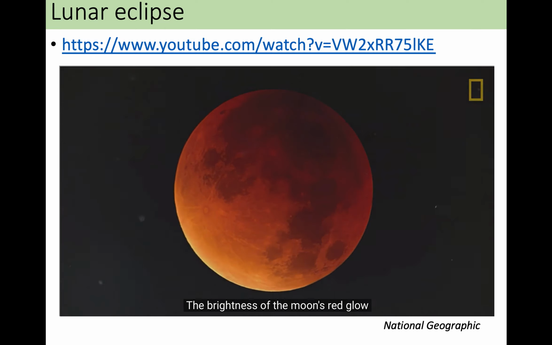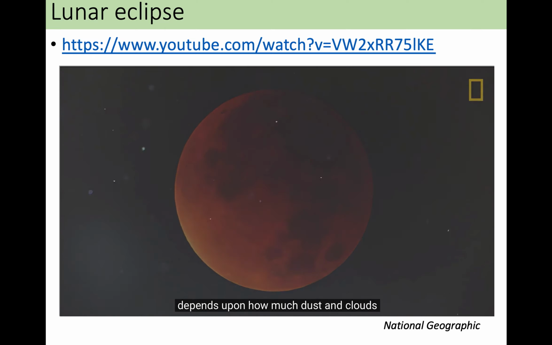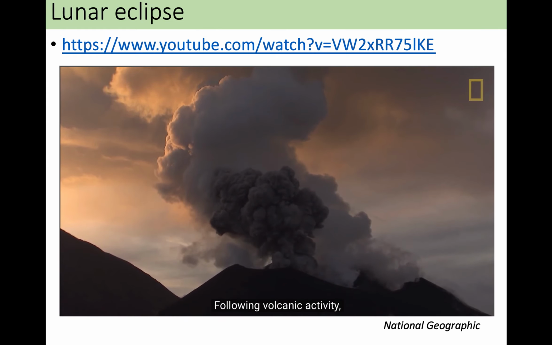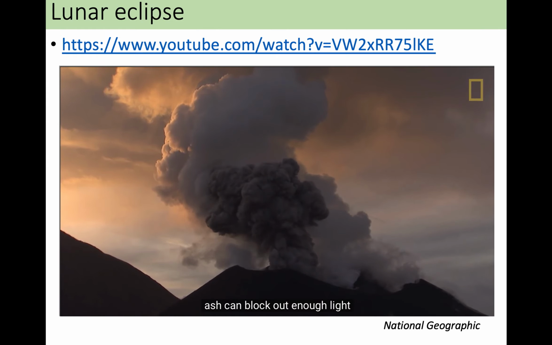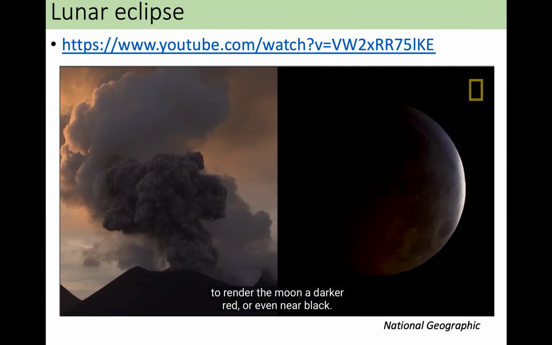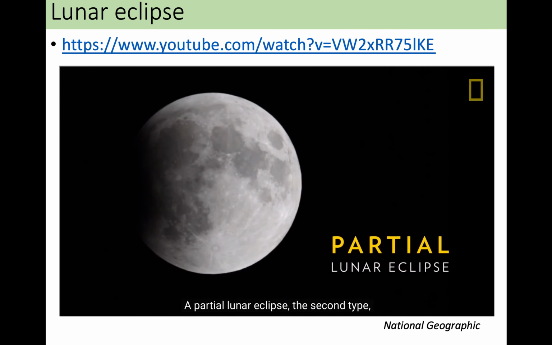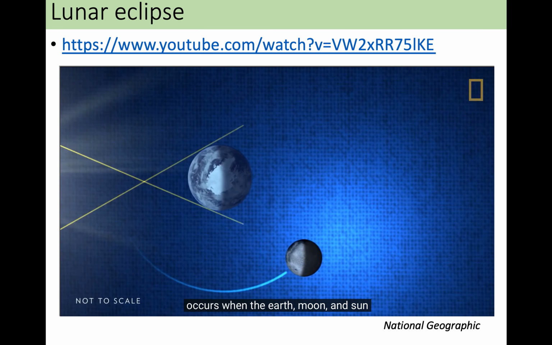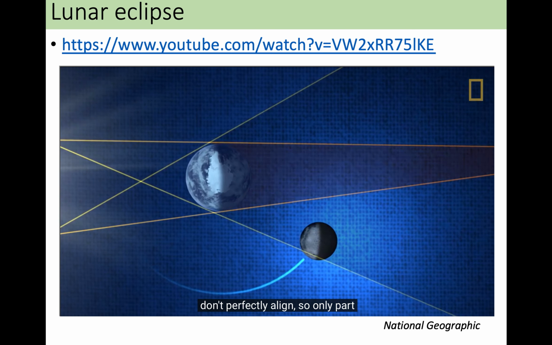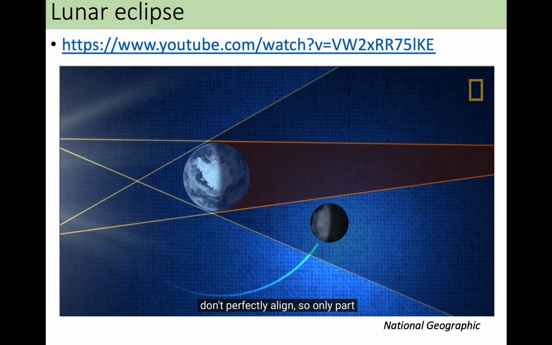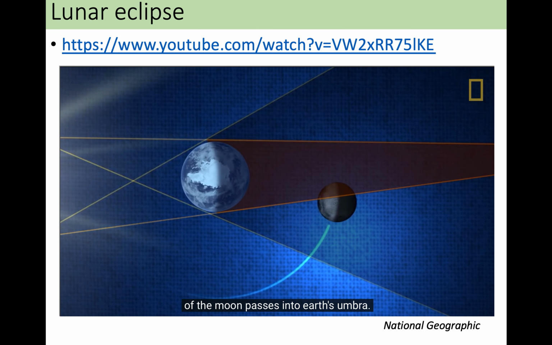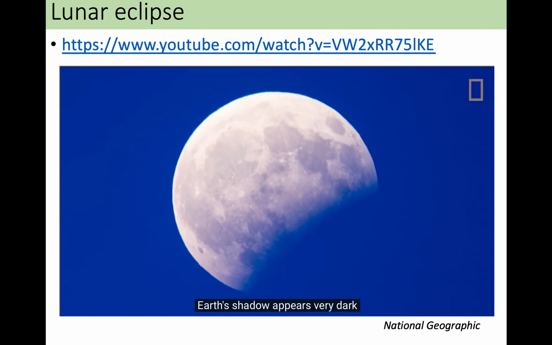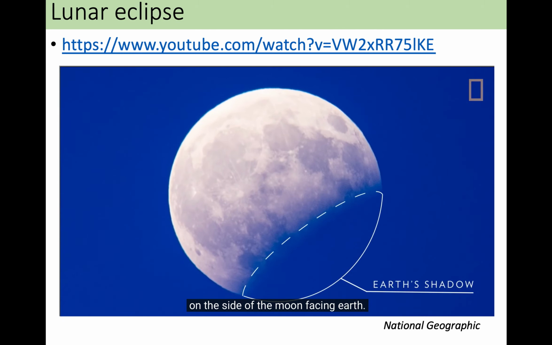The brightness of the moon's red glow depends upon how much dust and clouds are in the Earth's atmosphere. Following volcanic activity, ash can block out enough light to render the moon a darker red or even near black. A partial lunar eclipse, the second type, occurs when the Earth, moon, and sun don't perfectly align, so only part of the moon passes into Earth's umbra. Earth's shadow appears very dark on the side of the moon facing Earth.